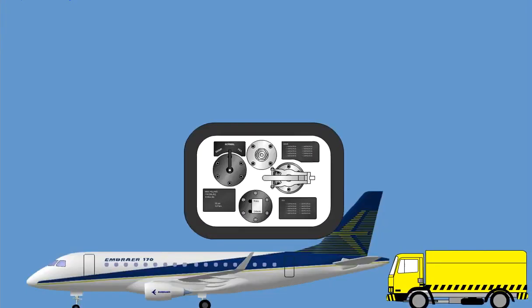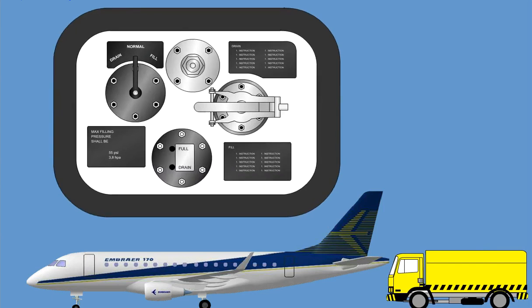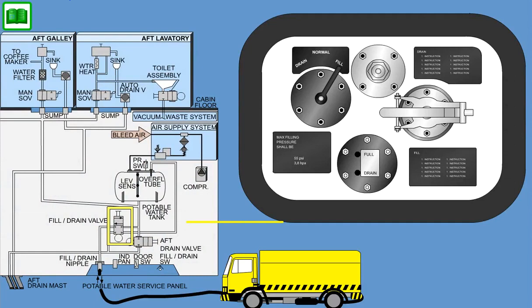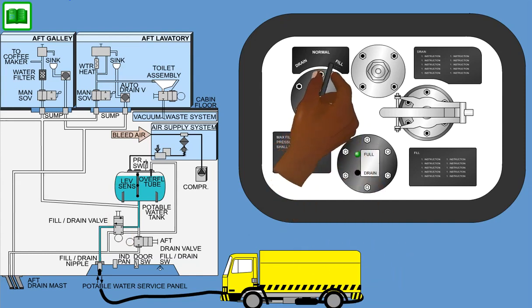Filling is started by opening the service panel door on ground, attaching a fill hose, and turning the fill drain switch to the fill position. The fill drain valve is commanded to the open position, enabling water to be filled into the water tank via the fill drain nipple at the service panel. The opened valve also enables tank ventilation and overflow via the aft drain mast. If the water tank becomes full, the fill drain valve closes automatically, and the full indicator is illuminated at the service panel. If the fill drain switch is returned to normal, the full indicator is extinguished.